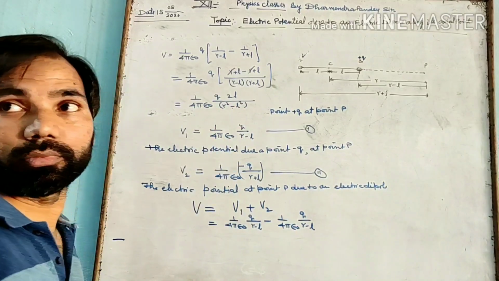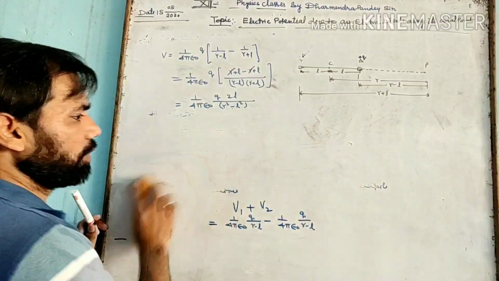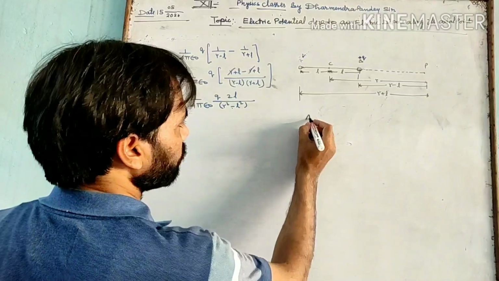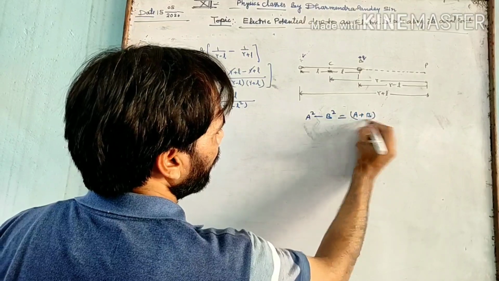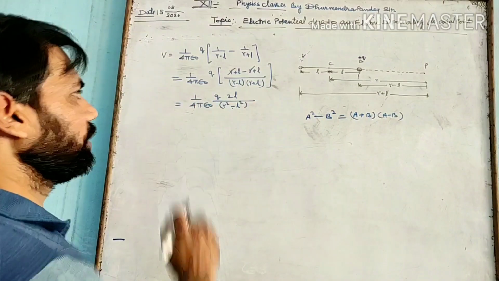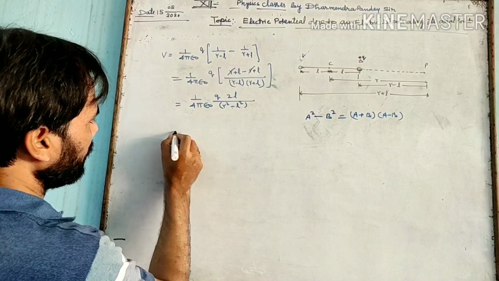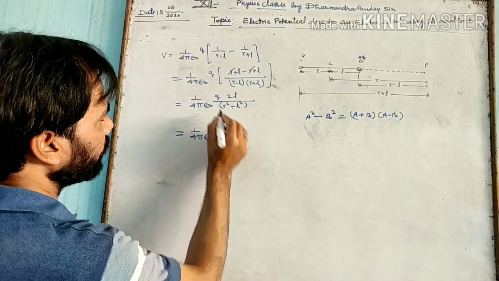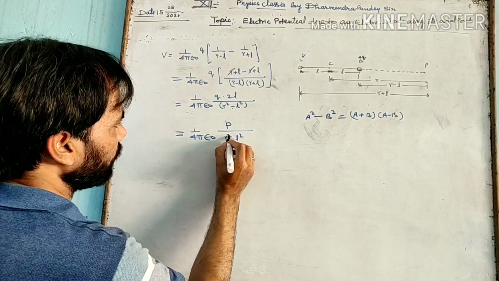As you know, by the factor a square minus b square can be written as a plus b and a minus b. So in place of r minus L and r plus L, we write here r square minus L square, and this can be written as equal to 1 upon 4 pi epsilon 0, rather q into 2L, we can write p, upon r square minus L square.